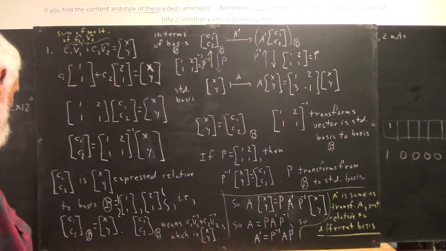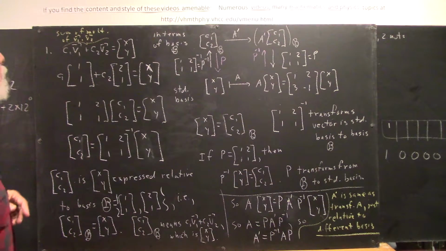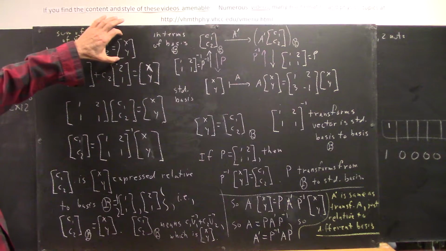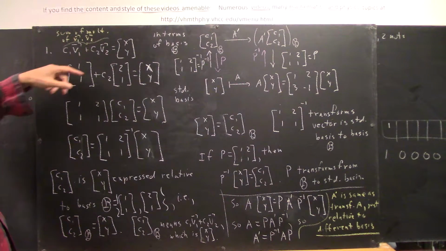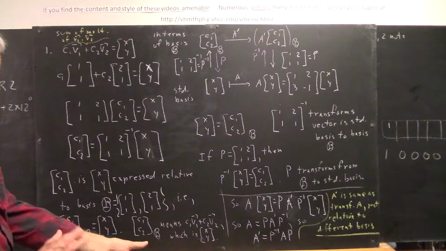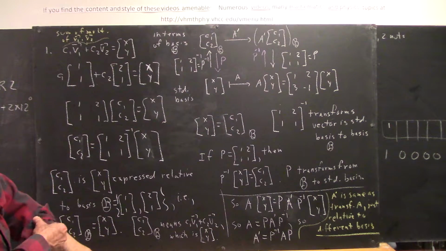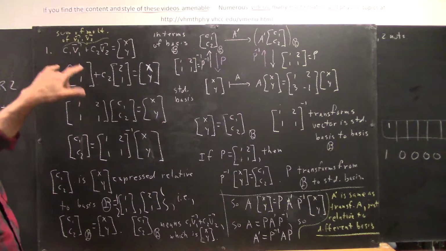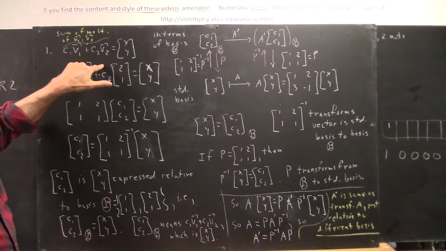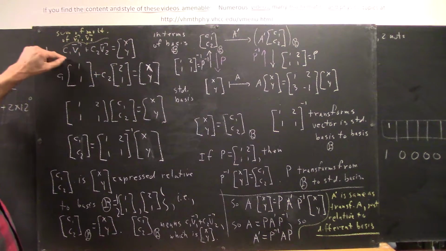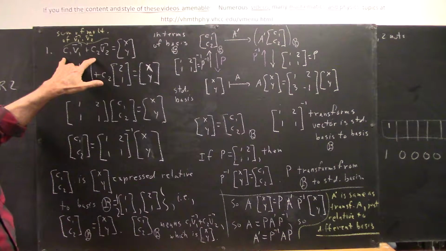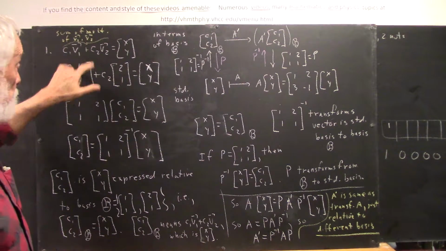Okay, we have a problem that asks what sum of multiples of vectors v1 and v2 equal xy, where v1 is the vector 1, 1, and v2 is the vector 2, 1. So what sum of multiples of these is equal to xy? Well, the sum of multiples of v1 and v2 is c1 v1 plus c2 v2. So vectors of the form c1 v1 plus c2 v2, where c1 and c2 can be any numbers.